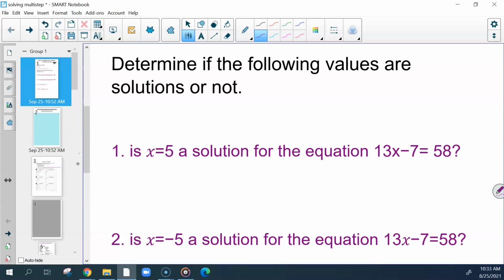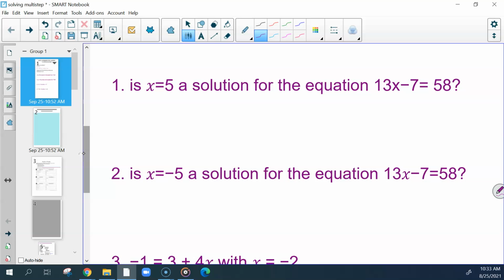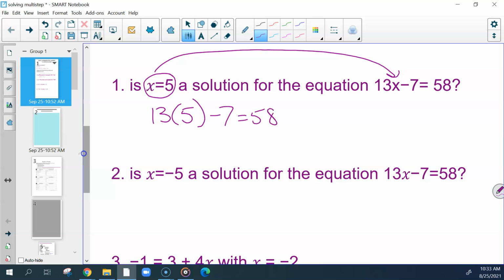In order to determine if something is a solution or not, we have to take whatever they give us or the solution we get, put it back in and see, does it work? Does it make a true statement or not? So for this first one, we're going to take x equals 5. We're going to put it in where x is and see, do we come out with a true statement or not? So we're going to put that 5 where the x was and simplify it.